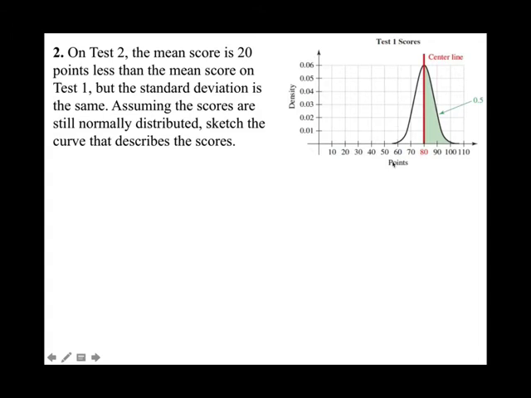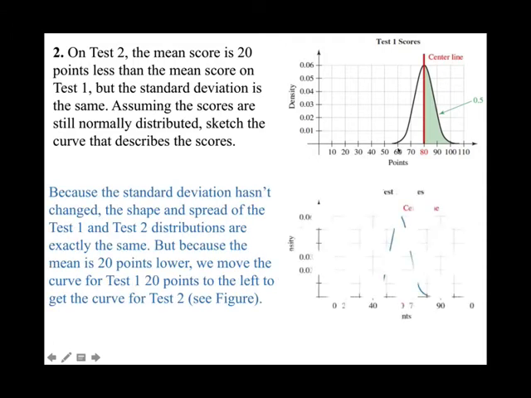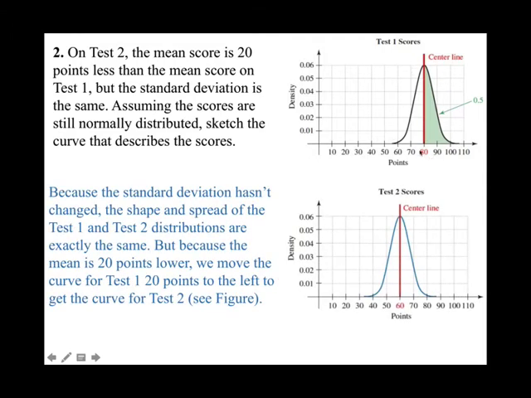This is talking about the shape and the spread of the distribution being exactly the same because the standard deviation doesn't change. So what we need to do is just shift this picture 20 points to the left. And one more time, the standard deviation doesn't change, which means the spread of the data and the shape are exactly the same.